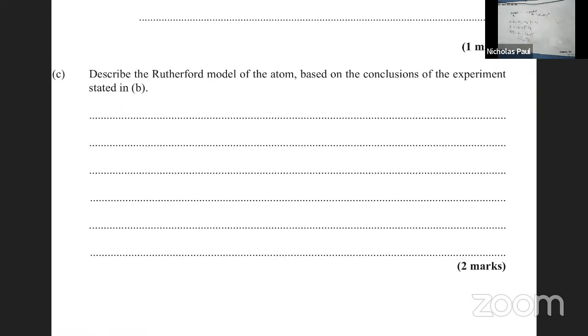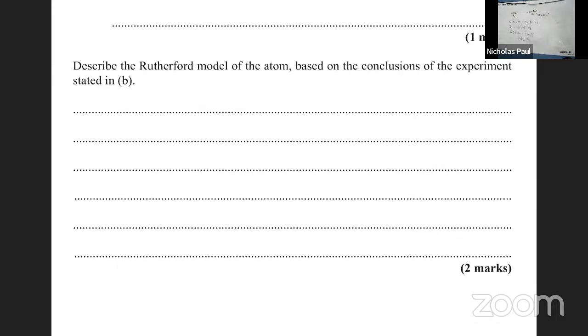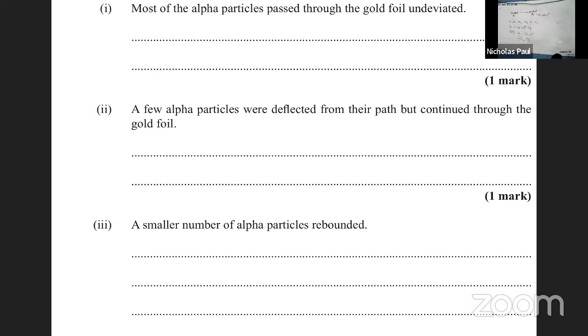Describe the Rutherford model of the atom based on the conclusion. So you had to put it all back together. Rutherford said that it had a positive nucleus with protons and neutrons, small and dense.